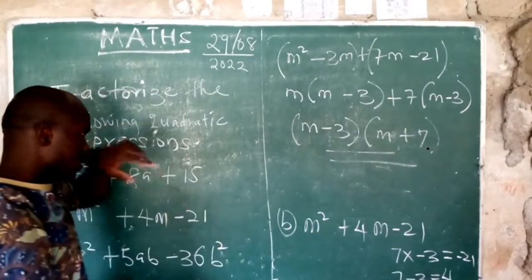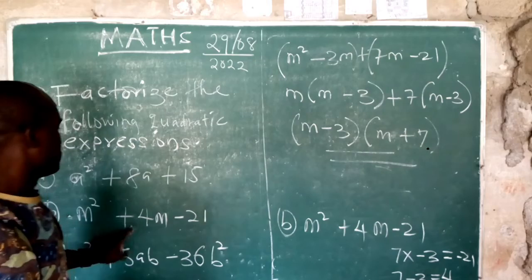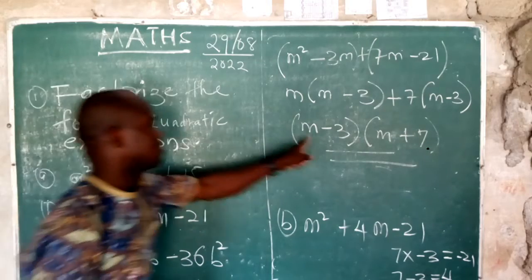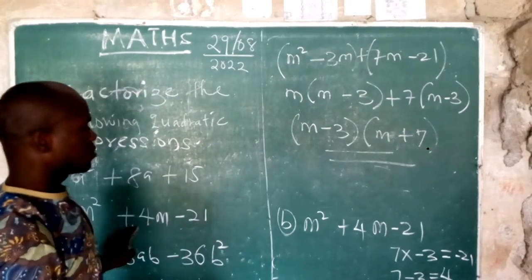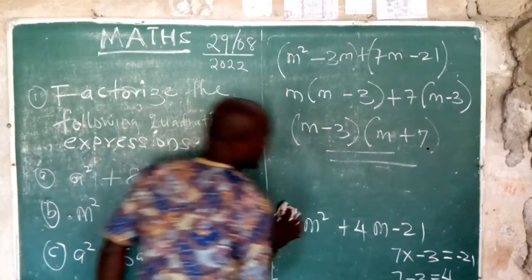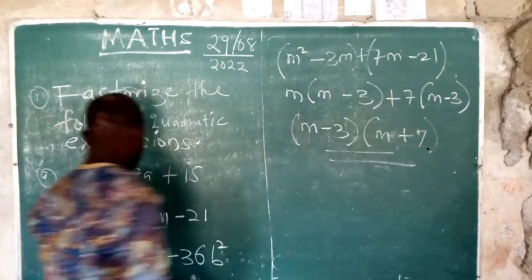Okay, so this has become what? This has become the result of what? Of this. Okay, you factorize it. This and this, they are the factors of what? Of this expression. The last but not the least.